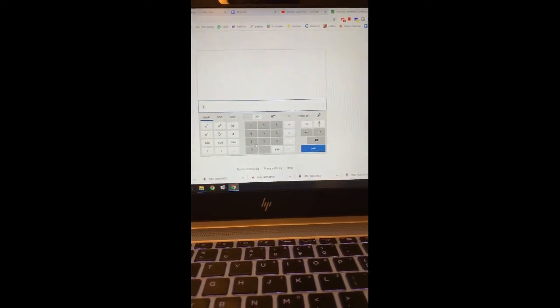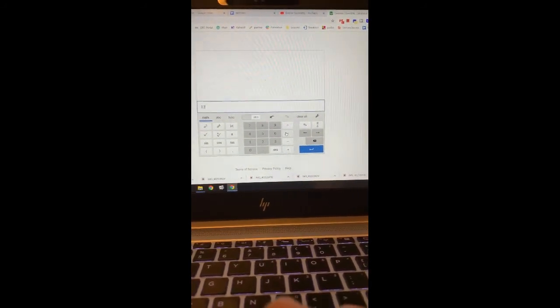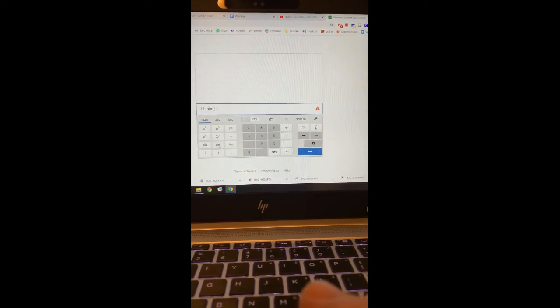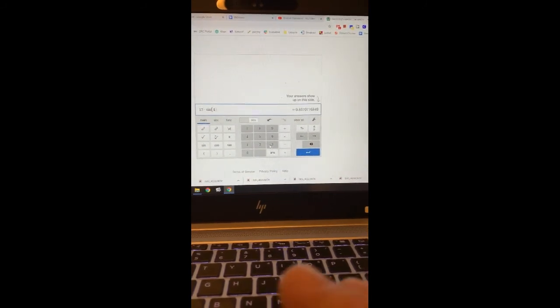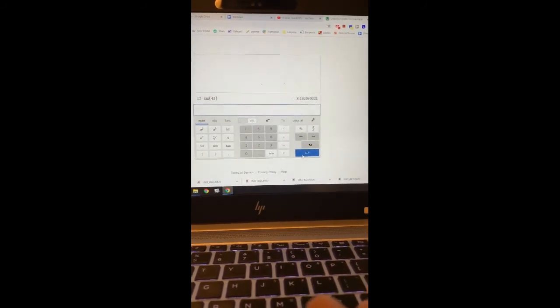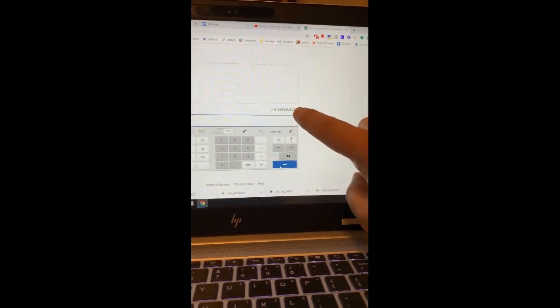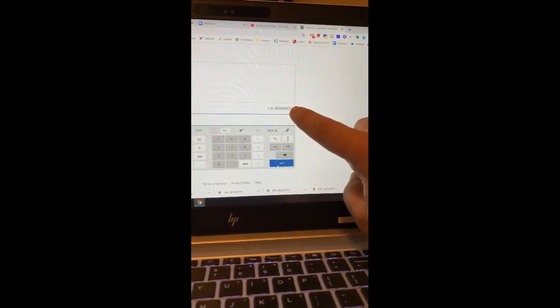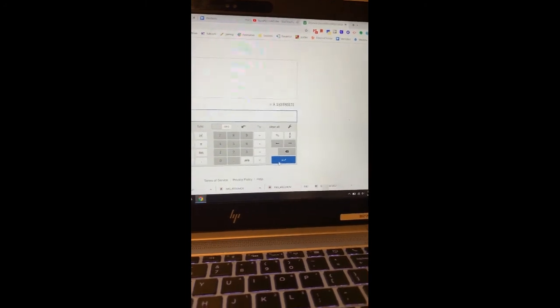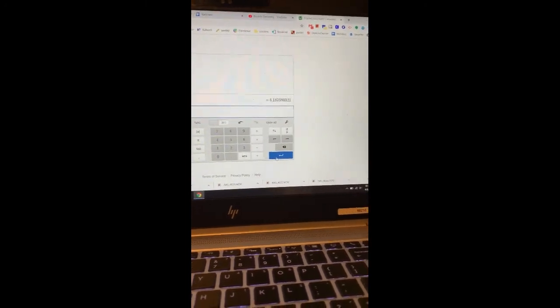So the problem we just did, I said just plug it in the calculator. So it's 12 times sine 43. Hit enter, and you see the answer right here. 8.1839, etc., etc. Round to the nearest tenth, 8.2.